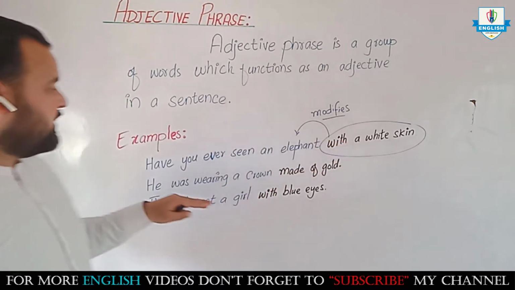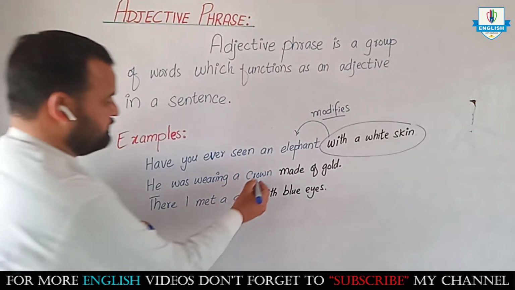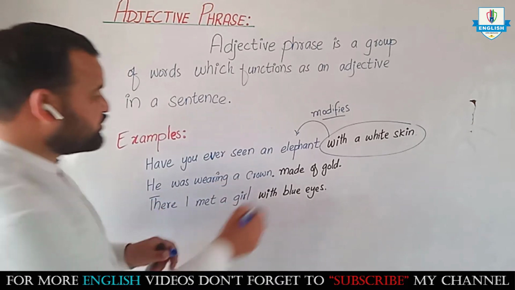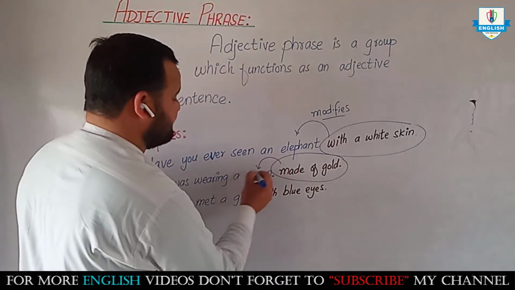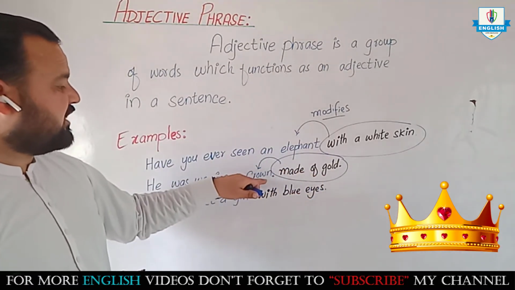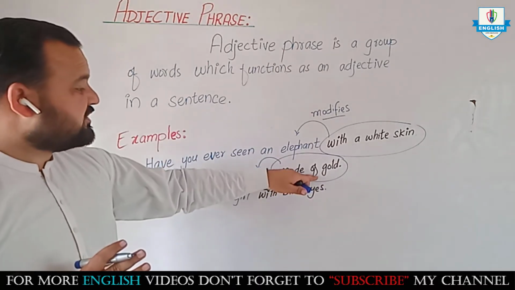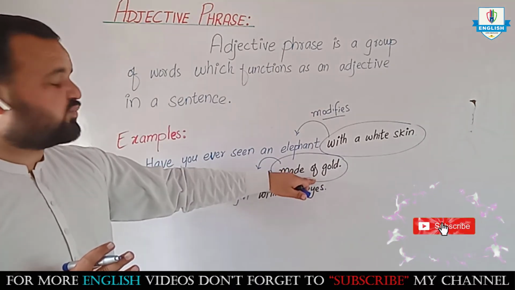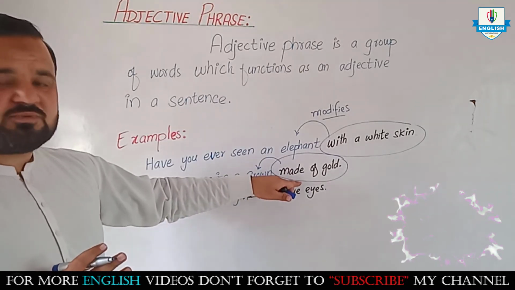Got it? Look at the second sentence. He was wearing a crown. This group of word modifies the noun, made of gold. Crown, which one crown? Which is made of gold. Got it? So this group of word is working as an adjective in this sentence. So this is adjective phrase.